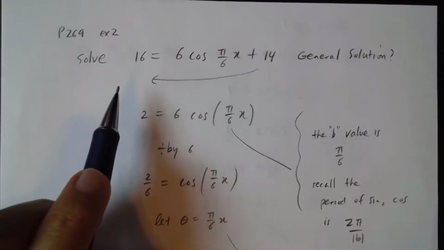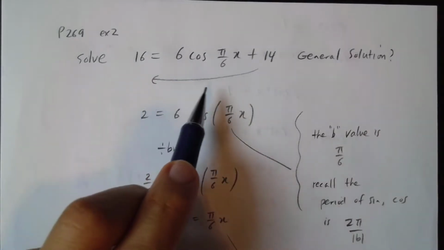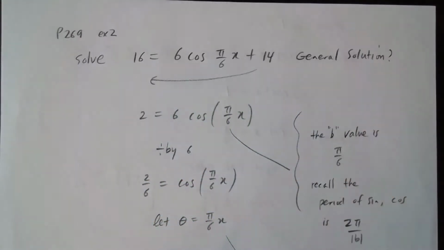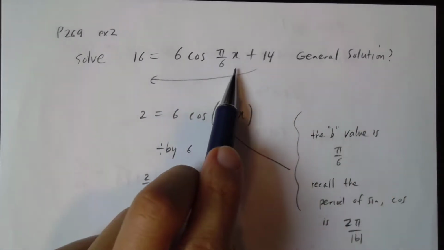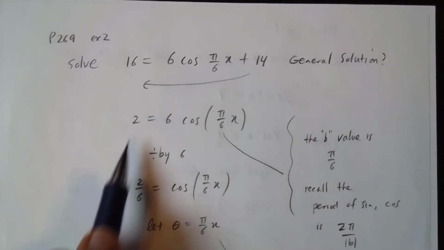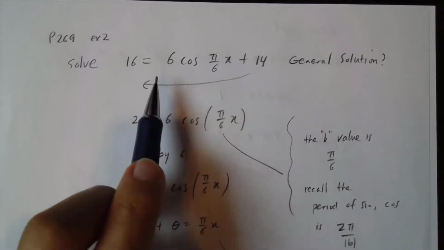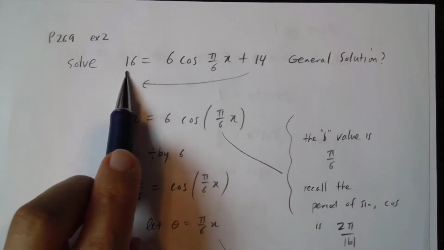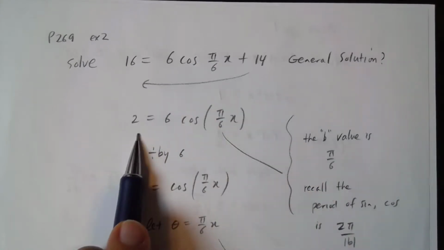Let's solve 16 = 6 cos(π/6 x) + 14. What's the general solution? We're trying to find the possible values of x for which this equation makes sense. Let's do some algebra. We have an equal sign here, so we're going to throw the 14 over. 16 minus 14 is 2.